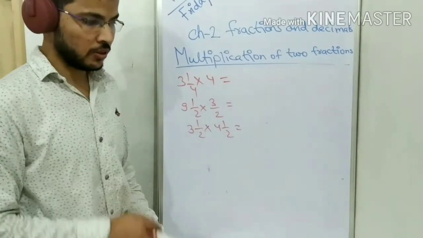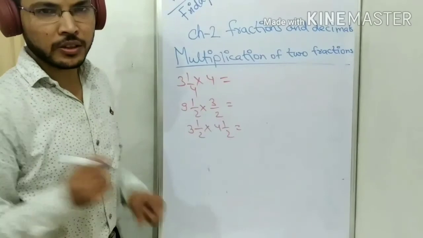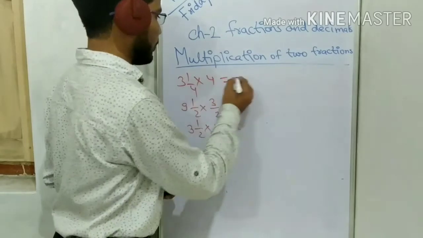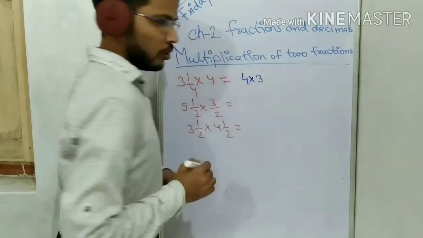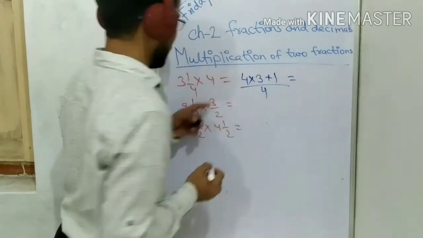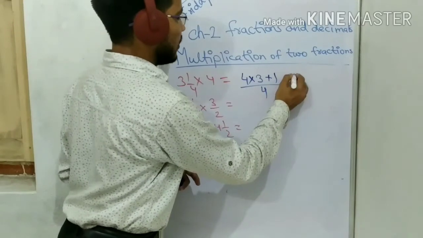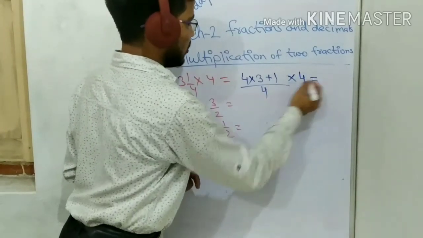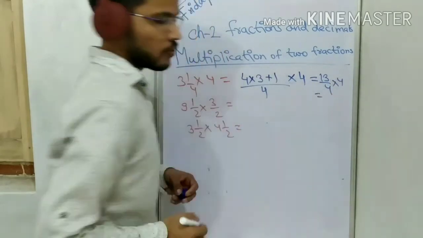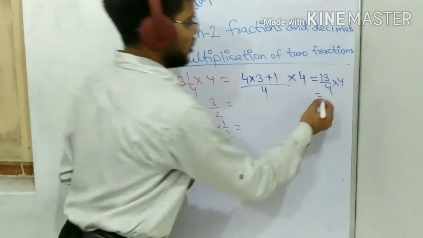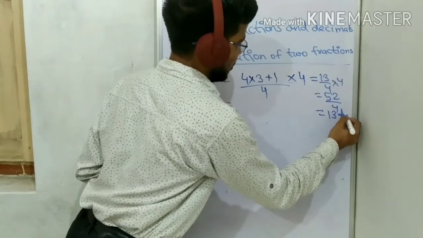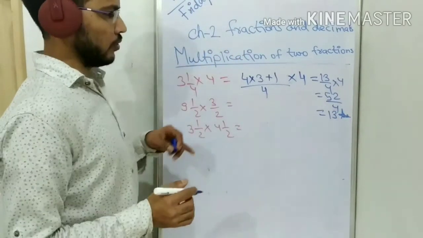So how will we solve it? As we studied in the last class, that is in class 6, we convert the mixed fraction to an improper fraction. How do we convert it? Yes, we multiply the denominator with the whole number and then add the numerator, and the denominator remains the same. Like this, then what will it become? We multiply 3 by 4, 12, plus 1, 13/4 into 4. And 13 4s are 52/4. Then it will become 13 when you divide it. Okay? Got it, this problem?